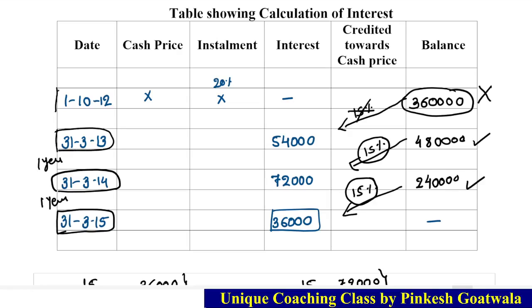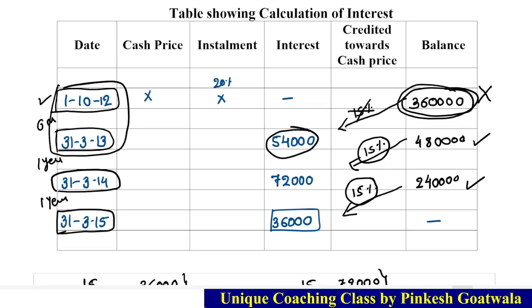But here, what is the difference between this date and this date? How many months of difference: 10, 11, 12, 1, 2, 3, so there is a 6 month difference. So interest will also be calculated for 6 months only. So whatever balance is here, the 54,000 interest calculated on it was calculated on a 6 month basis, because the difference between these two dates was 6 months. Think practically.